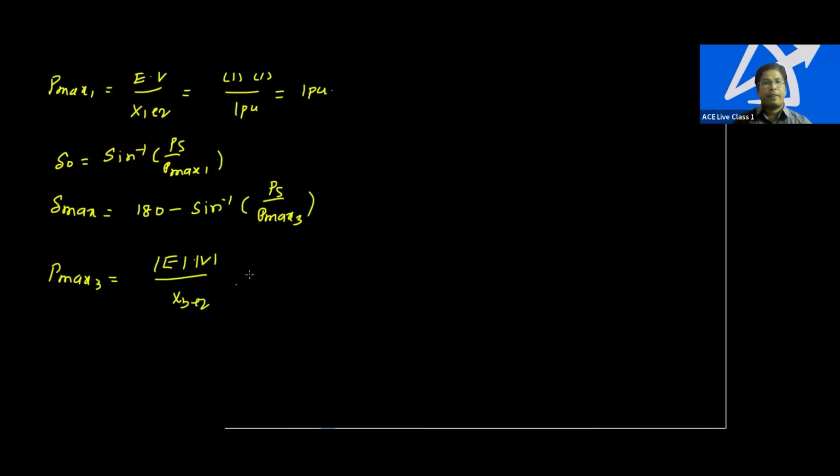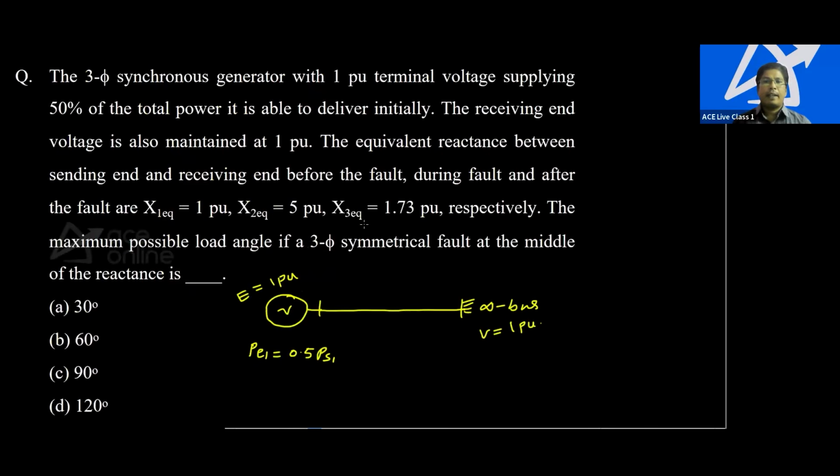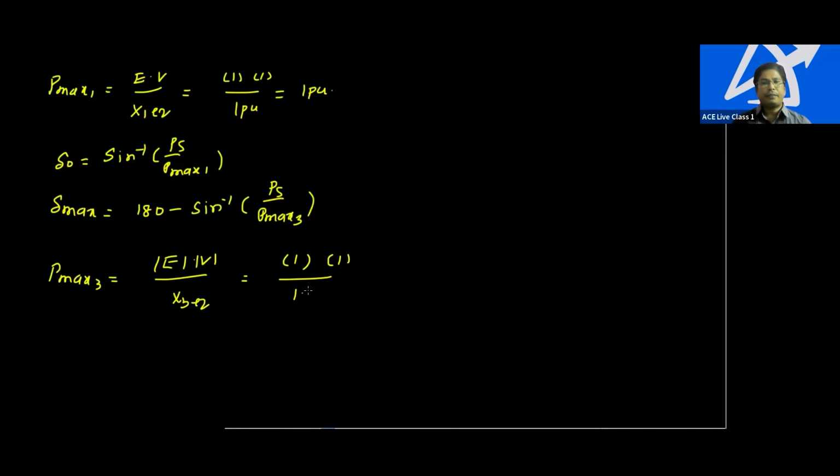Where E is 1, V is also 1. X3 equivalent is given. How much is it given? X3 equivalent is 1.7. It is 1 by 1.7, which is 0.57. That is the P max 3 value. You can calculate the PS value. If you got the PS value, you got the answer, right?